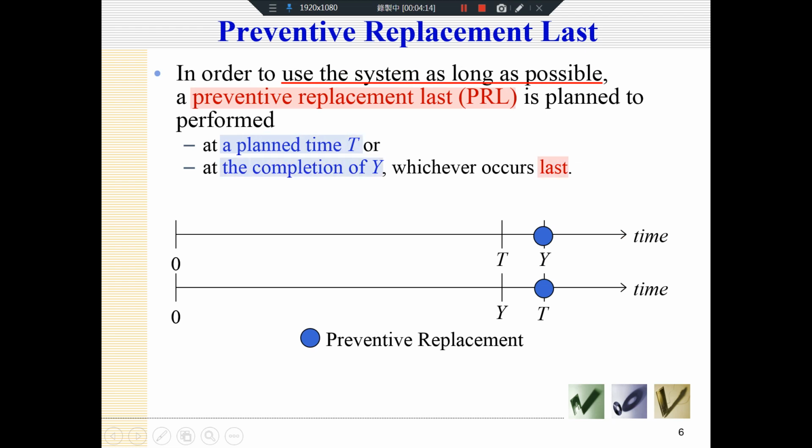Now we offer a preventive replacement last policy. In order to use the system as long as possible, a preventive replacement last, PRL, is planned to be performed at a planned time T or at the completion of Y, whichever occurs last, like this figure shows. Please refer to it.